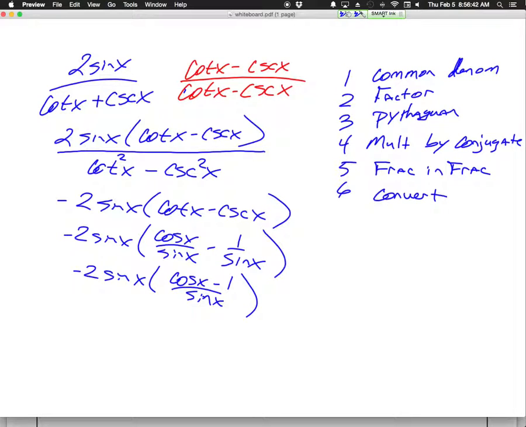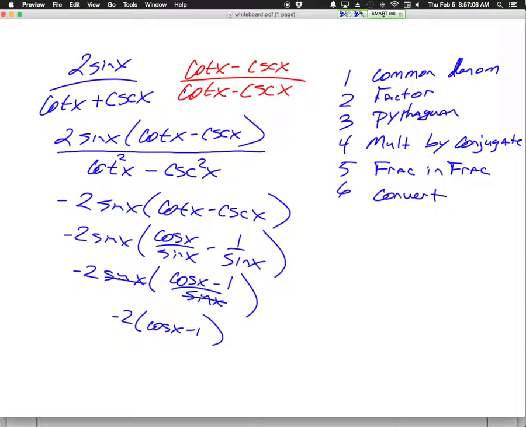I got 2 fractions. Put 2 fractions together. Yeah, they've already got the common denominator. Minus 1, and then it just be sine. And now the sines can cancel. Okay, that's good. And I'm left with negative 2 cosine of x minus 1. I can distribute the negative 2 if I wanted to.